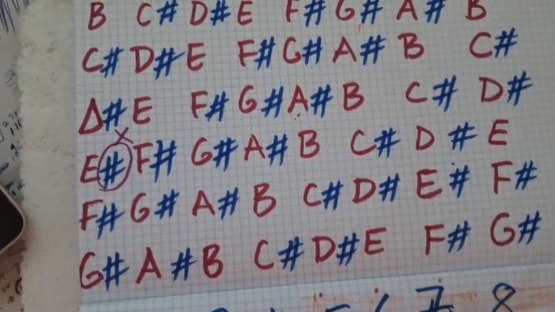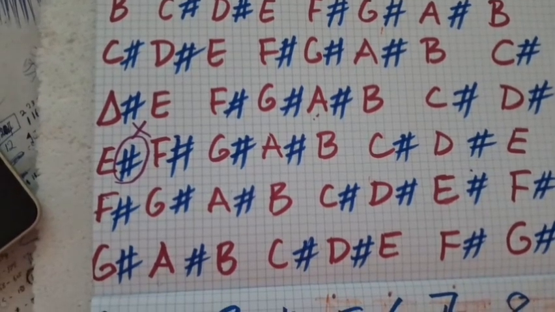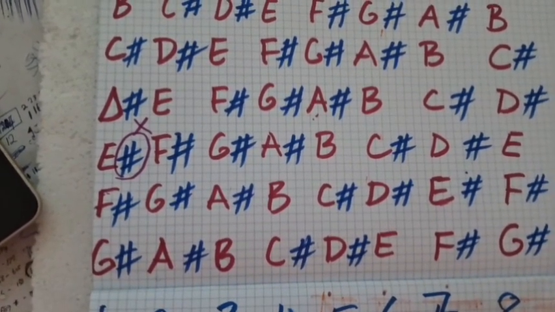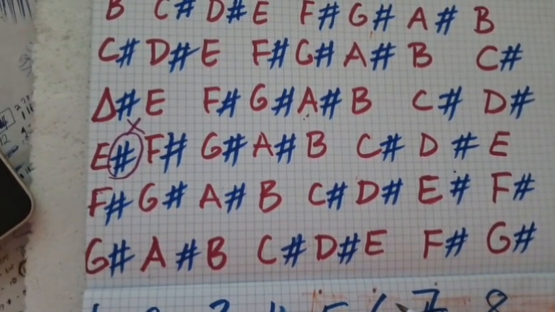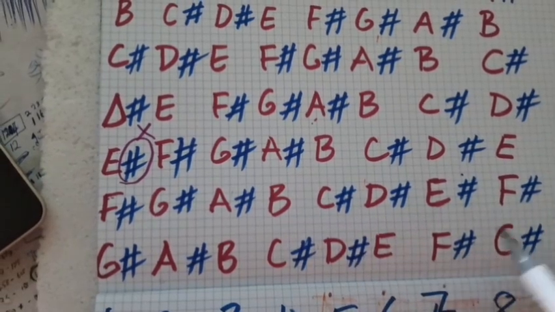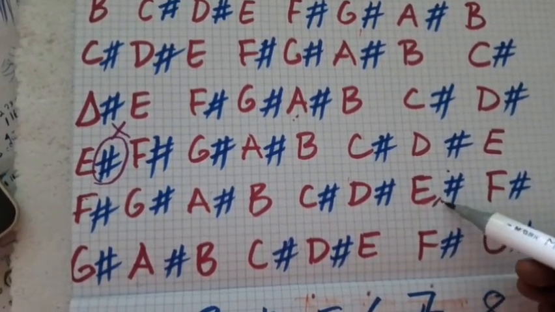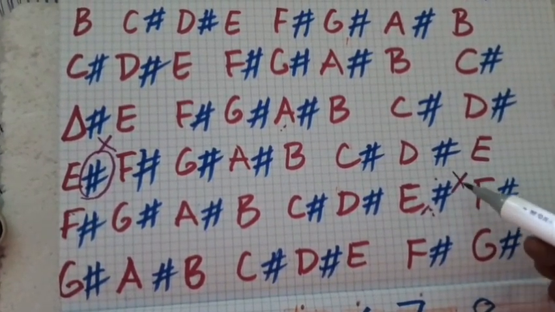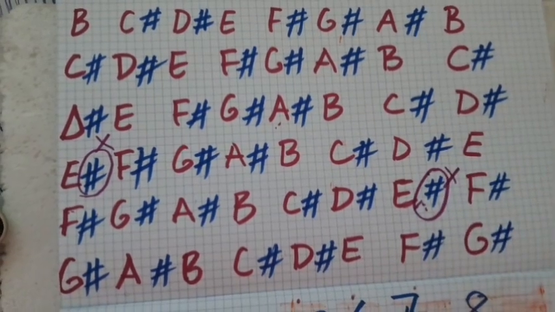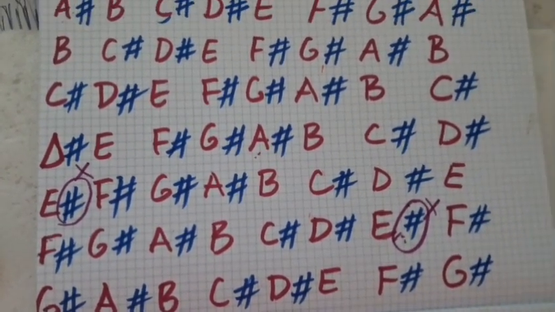Check another one if you can see any mistake. Okay, E here too. After E, we don't need any. So this is our chart.